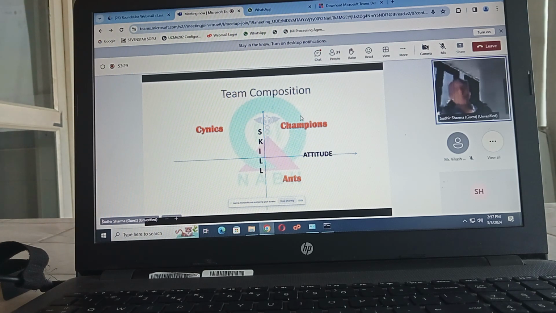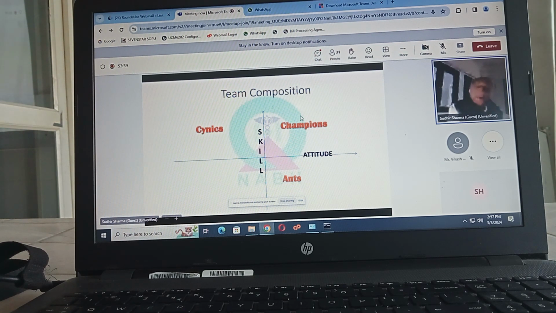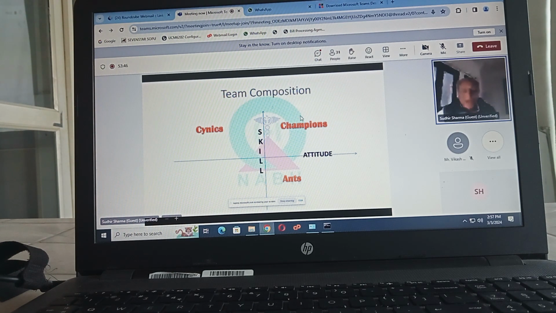We get the champions. Correct. So at least one cynic will come. Cost. Okay. What about the lower left? Lower skill. People with poor skill level and poor attitude. Don't make positive. Calling times. Time of availability.